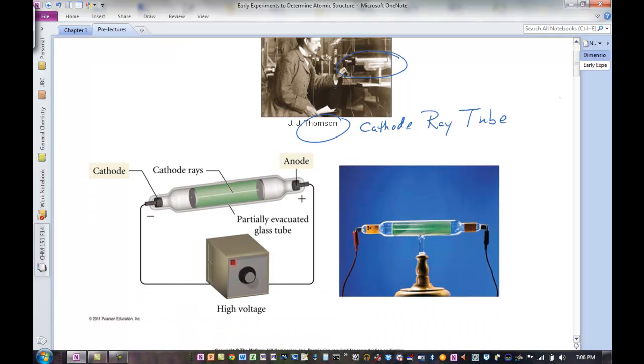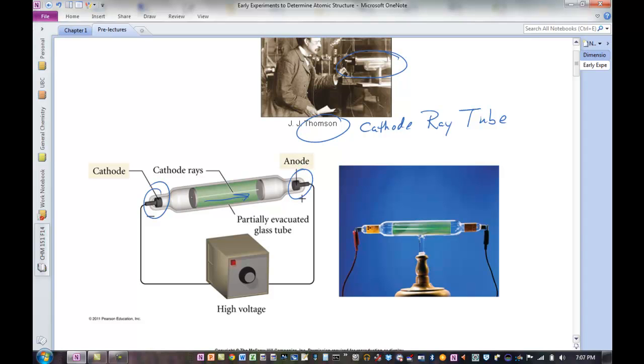Let's first discuss what a cathode ray tube is. This is an evacuated tube. I think it was down to maybe 10 to the minus 6 or minus 7 millimeters of mercury back then. They can make them better now. You have two pieces of metal on each end, and you pass a high voltage between those. From the negative end of that circuit, the cathode, a beam comes across, hence they're called cathode rays.